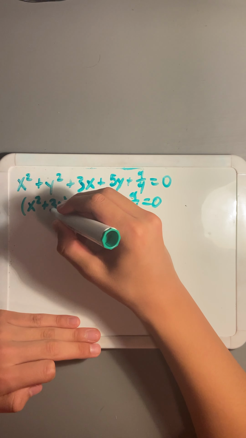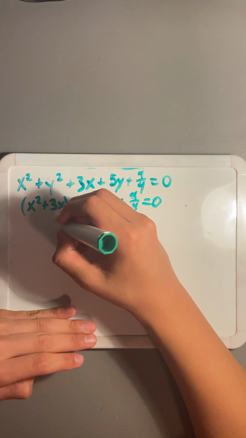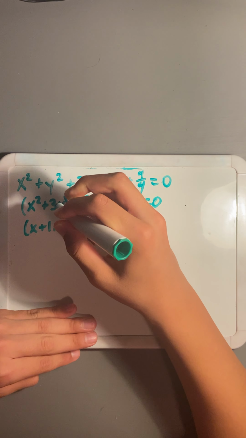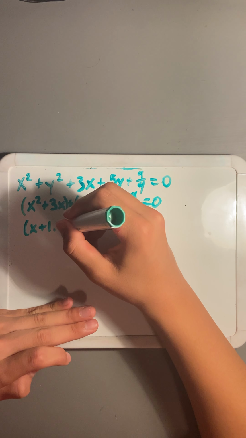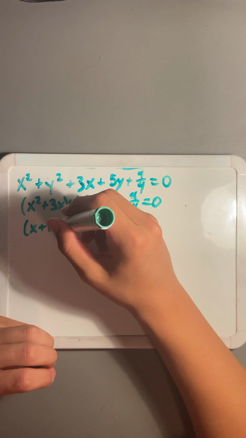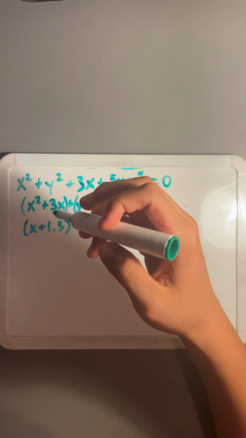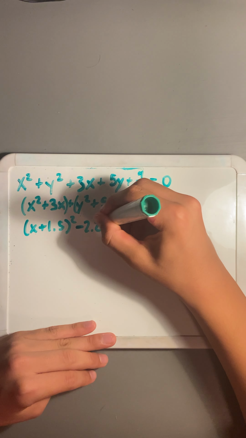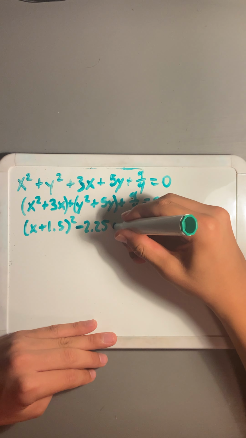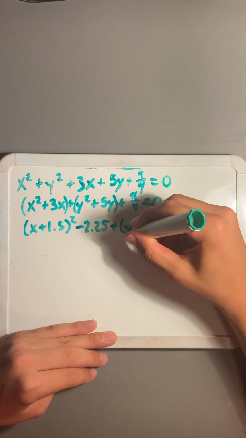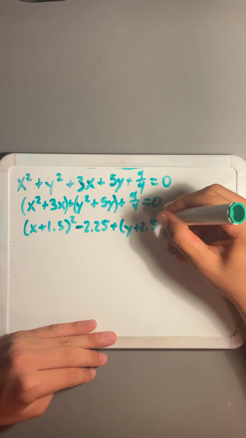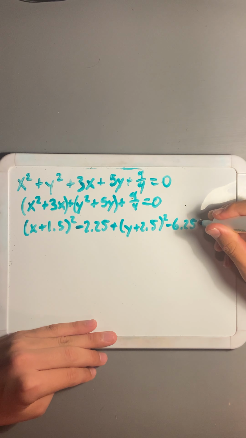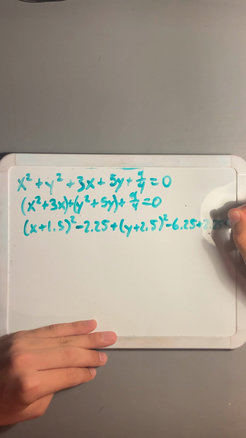Since this is 3, we do 3 divided by 2, which is 1.5. You'll have (x plus 1.5) squared, which gives x squared plus 3x plus 2.25. And we can't add anything by just this, we'll have to subtract it, so that balances it out. And the same thing goes here. And this is minus 6.25. And then this is plus 2.25.